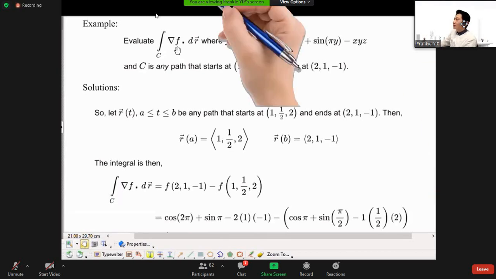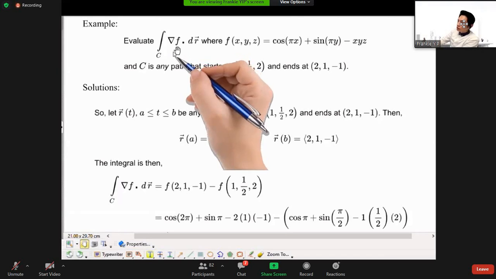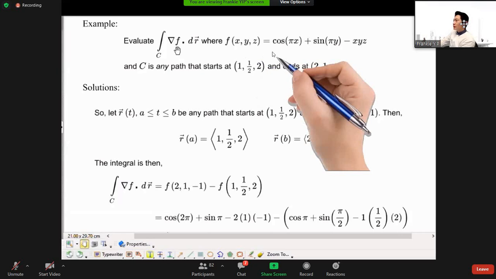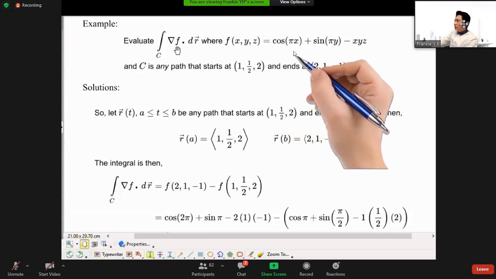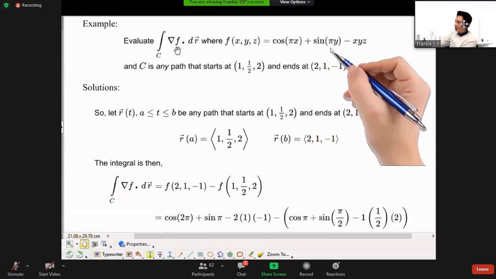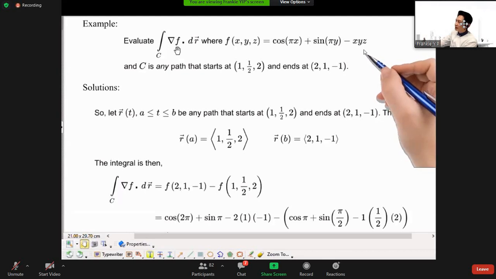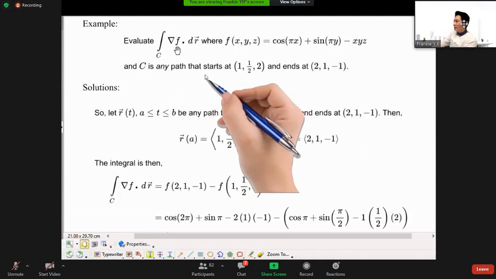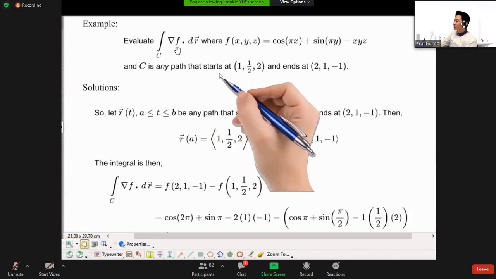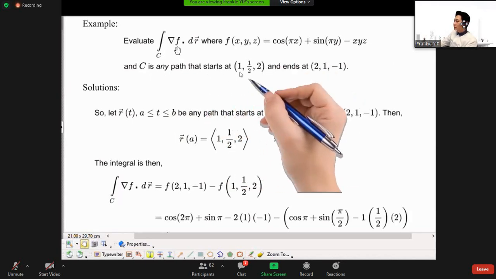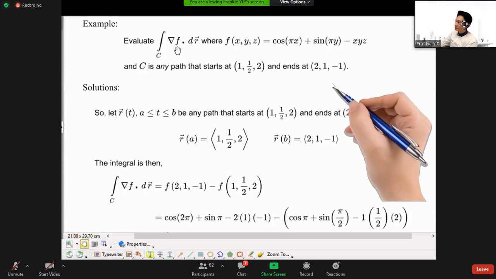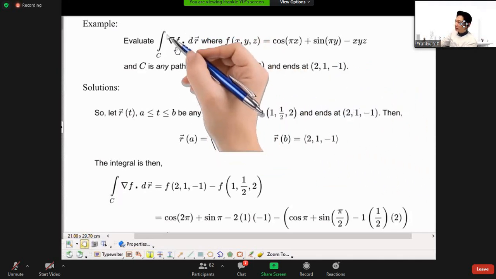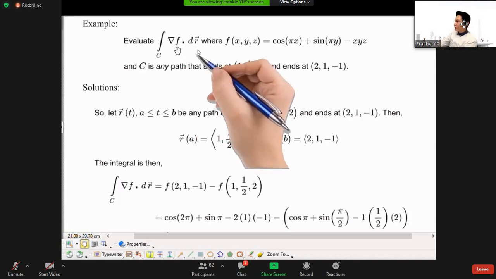Okay, we try to work out some of the example, like here. You are asked to evaluate the integral of del f dot dr, where f is equal to cosine blah blah blah plus sine pi y minus xyz, and they tell you that the path is starting from this point to this point. Got it? Okay, recognize this now. Integrate the del f dr.